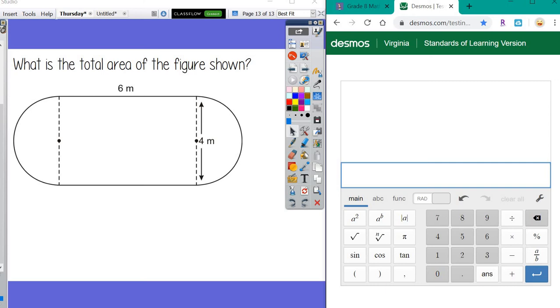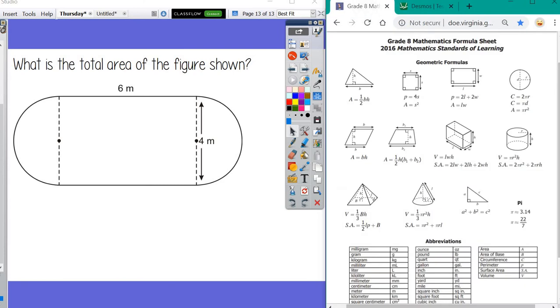So this is kind of an interesting problem because there are a couple of ways that you can do this. So we'll talk about the two ways you can do it first, and then I'm going to do the one that's easier because I think that makes a lot of sense. So this says, what is the total area of the figure shown?